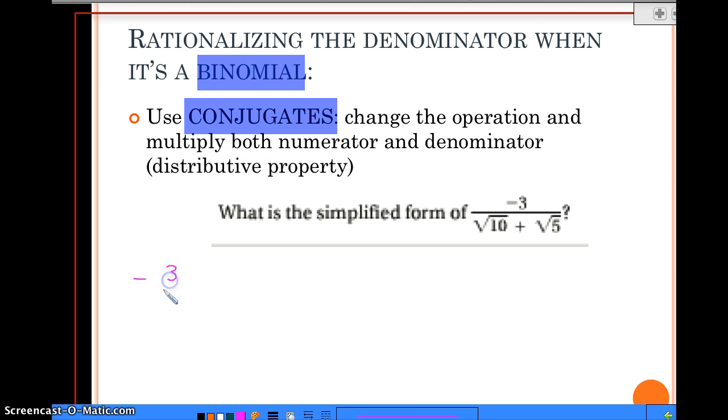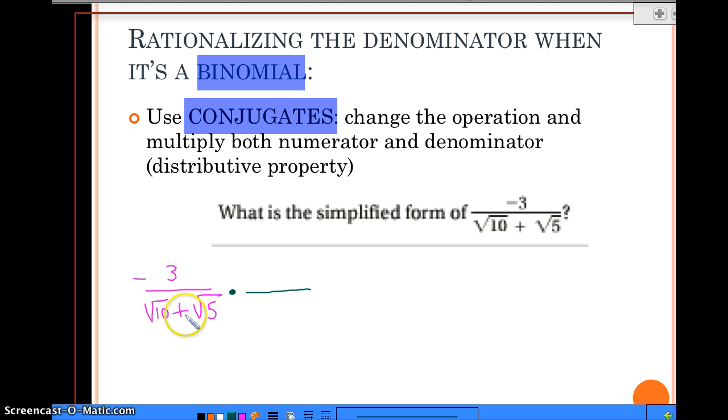If I have negative 3, you guys have had radicals in the denominator before. The only difference now with this problem is that it's not a monomial. This is a binomial. This is very different than what you guys did before, so pay attention. You're going to multiply by what we call the conjugate. Now, the conjugate is still going to represent a fraction that is 1.